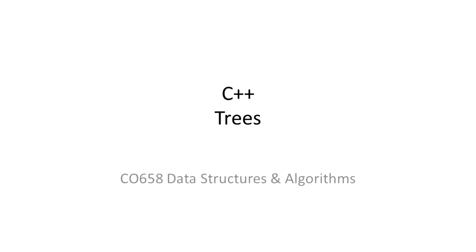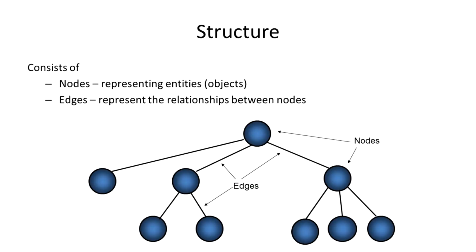In this video, we're going to look at trees. A tree combines the best features of an ordered array and a linked list. Like an ordered array, it allows for quick searching, and like a linked list, it allows for fast insertion and deletion. And so here we see an arrangement of nodes, which are the blue circles, and these represent objects. And these nodes are connected together by edges, which represent the relationships between the nodes.